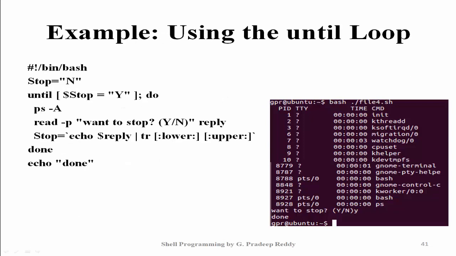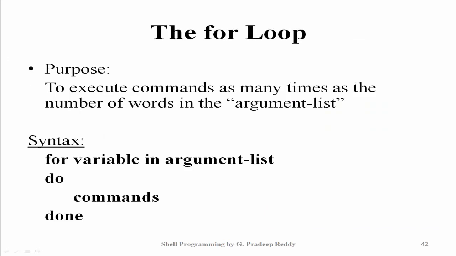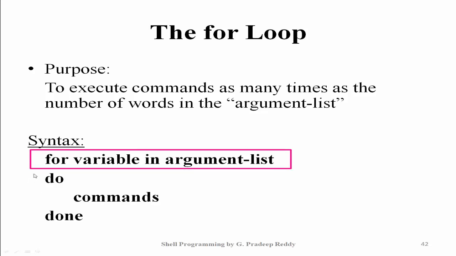So next one is the for loop. To execute commands as many times as the number of words in the argument list, we are using a for variable. So for, followed by variable, in the argument list, do the following commands or statements, done.